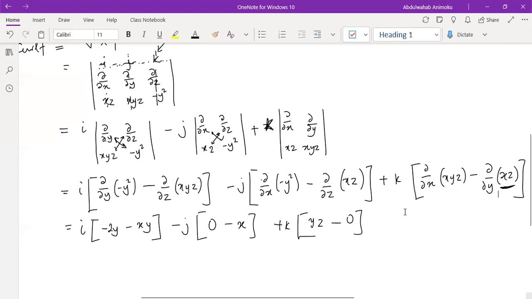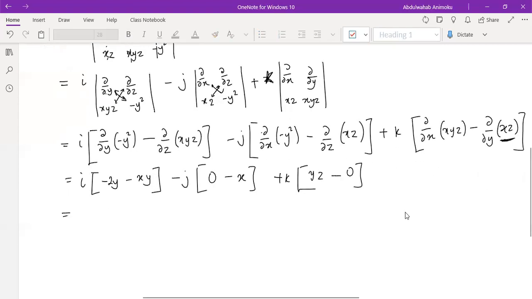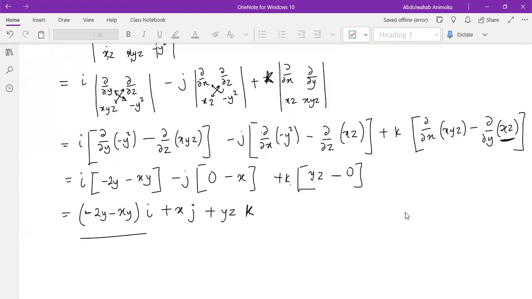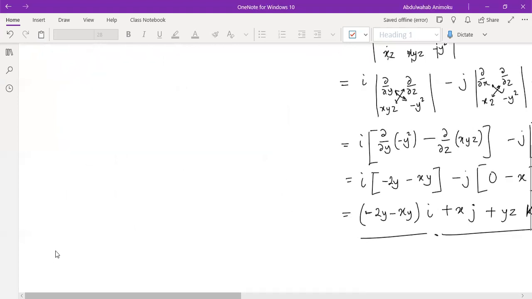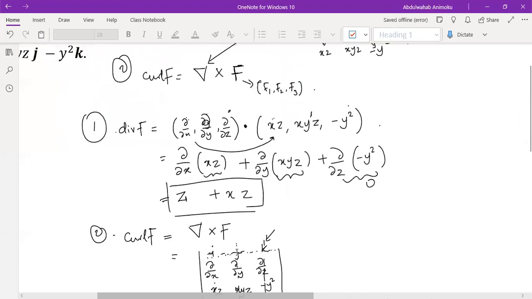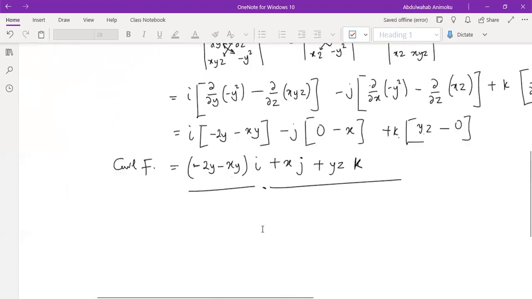Okay, so let's finish this. This gives us minus 2y minus x y times i, then minus j times minus x, that's plus xj, then finally k times yz, plus yzk. Now this is the answer to the problem. It's a vector, and that is called the curl of f. So these two give us the answers of what you're looking for.